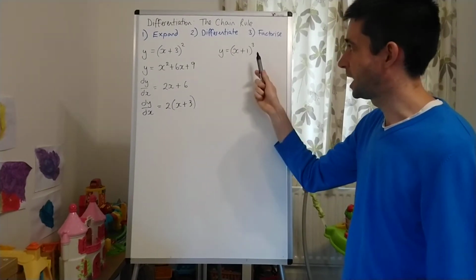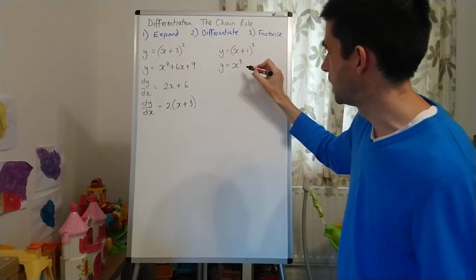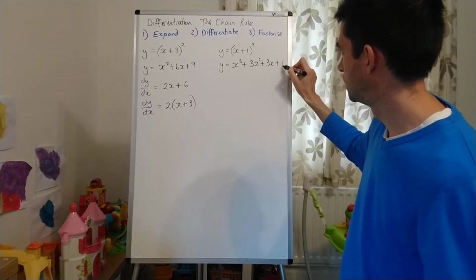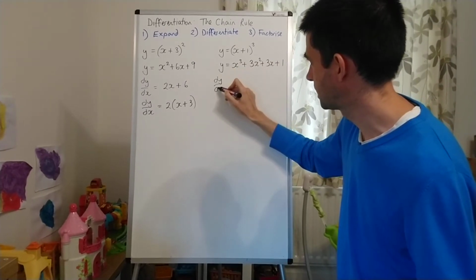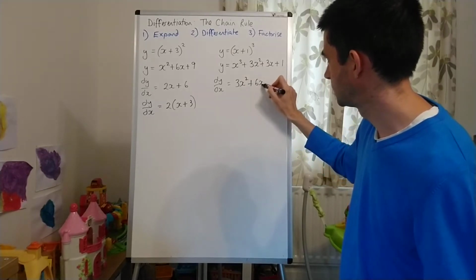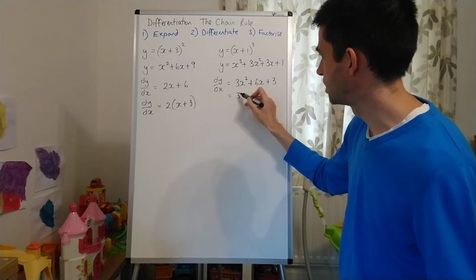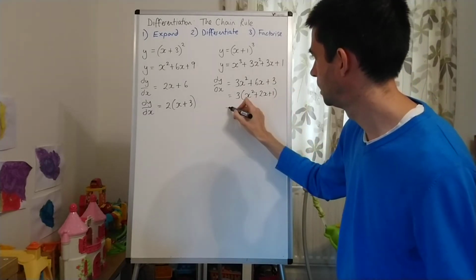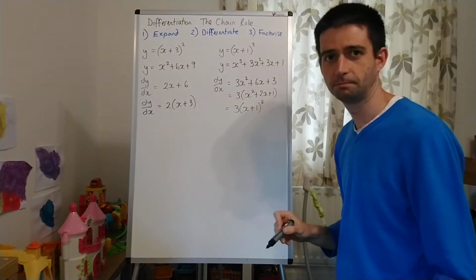Okay. Second one, y equals (x plus 1) all cubed. When you expand that out fully, you get y equals x cubed plus 3x squared plus 3x plus 1. When you then differentiate that to find dy by dx, you would get 3x squared plus 6x plus 3, which can be written as 3 lots of (x squared plus 2x plus 1), which can be written as 3 lots of (x plus 1) squared.